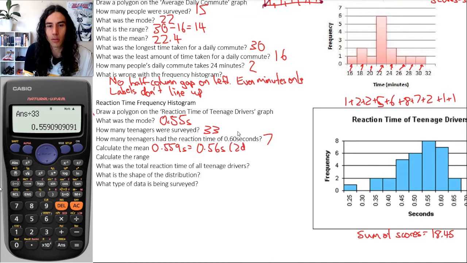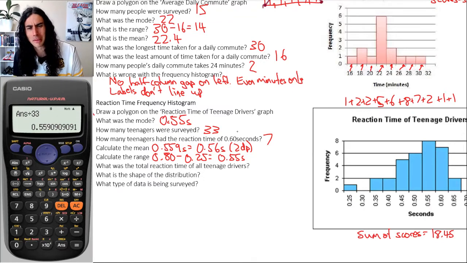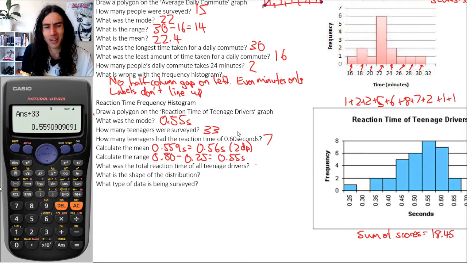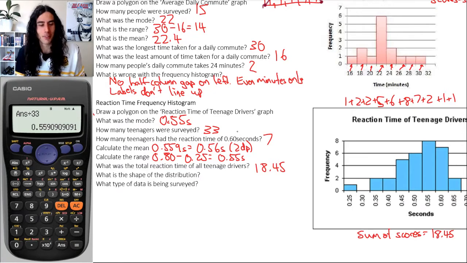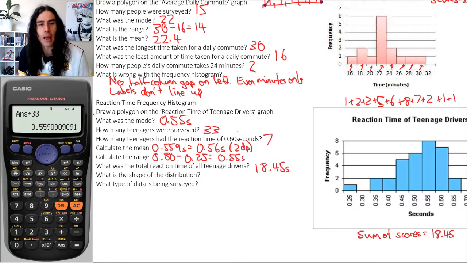Range. Highest minus lowest. 0.80 minus 0.25. So that's 0.55. Total reaction time of all the... That's a strange one. We needed to do that for the mean. That's our 18.45. But why would you ask that? It doesn't make sense. It's like asking how many pumpkins you sold today? It's not a meaningful question. Silly.